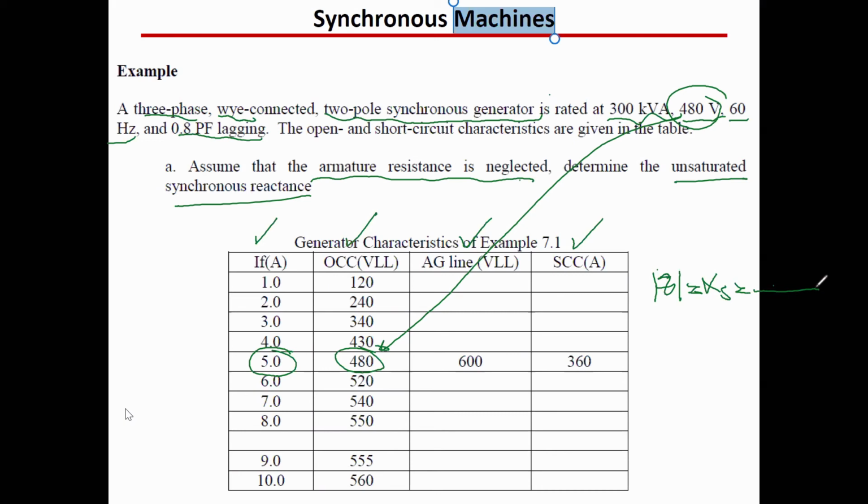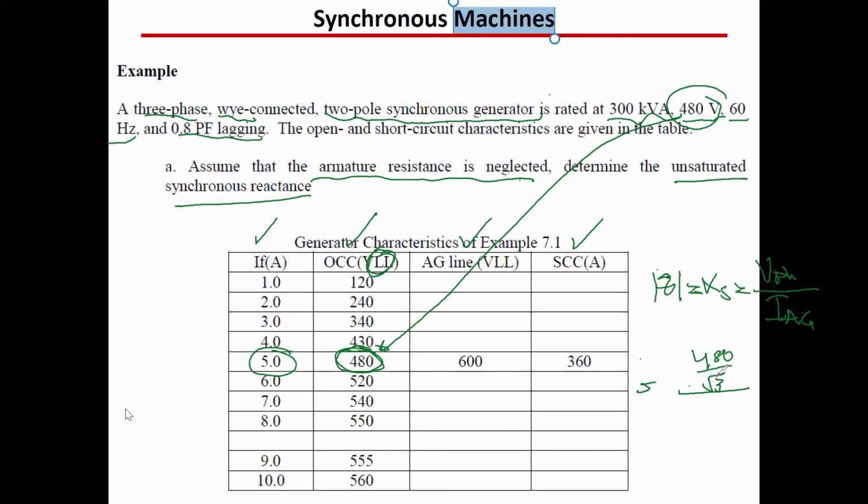But we have a table here. We don't have a graph. So we need to divide the 480 voltage phase by the current from the air gap. First of all, let's find the voltage phase: 480 divided by square root of 3. Why are we dividing this by square root of 3? Because this is line to line and this is a Y connection. So we need to divide by square root of 3.